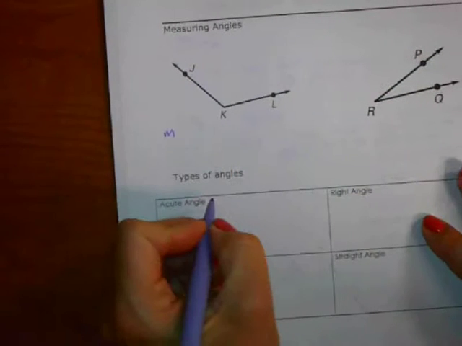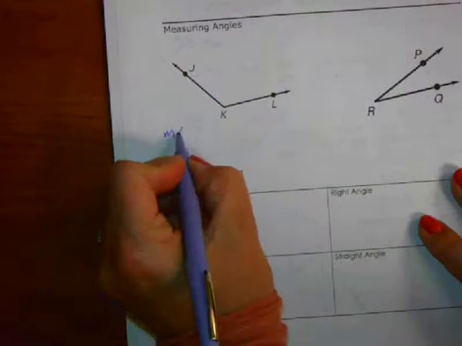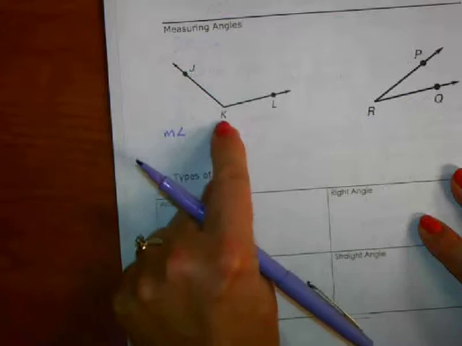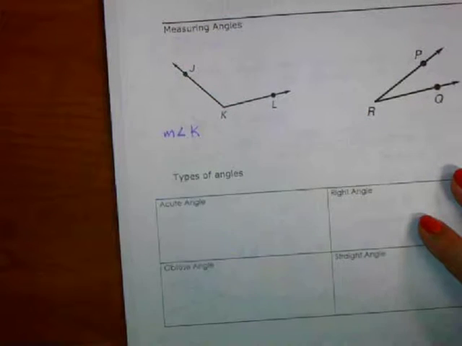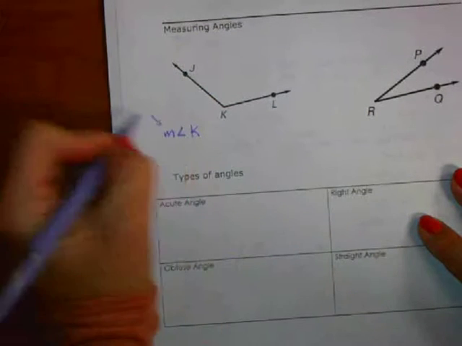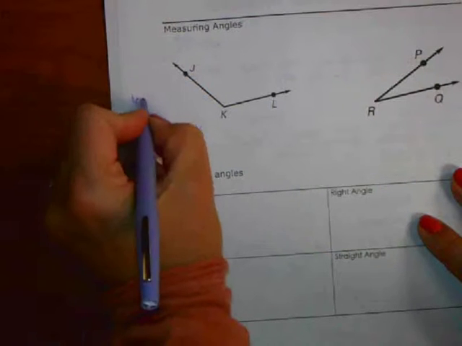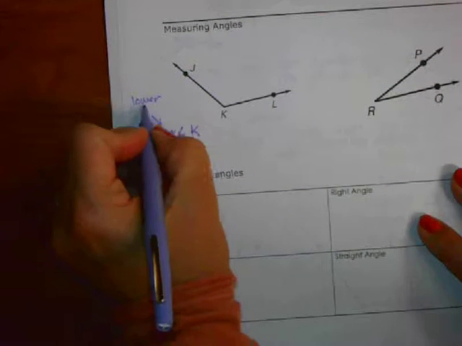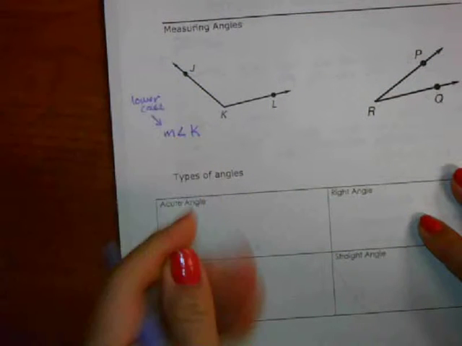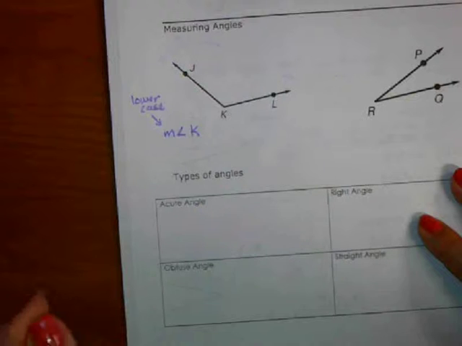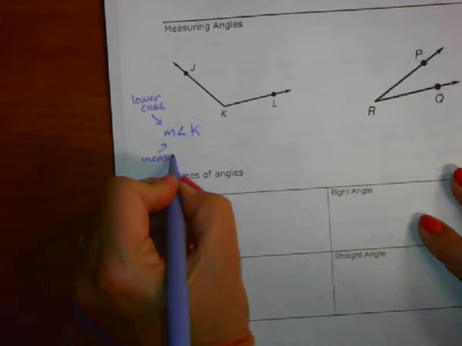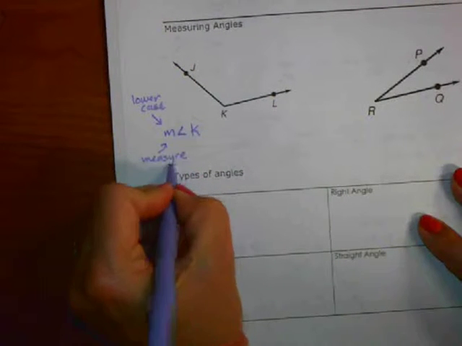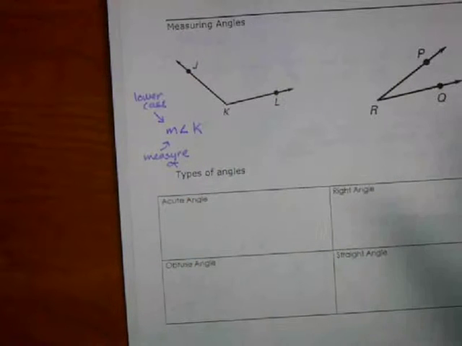You have to write it like this. Use a lowercase m. The measure of angle K. I'm just going to name it K because there's one angle here. The measure of angle K. So this stands for the measure of, because you're telling me how big it is. It's lowercase, and it represents the measure of. You're going to see that in your book. You're going to see it on papers. You've got to know what it means.